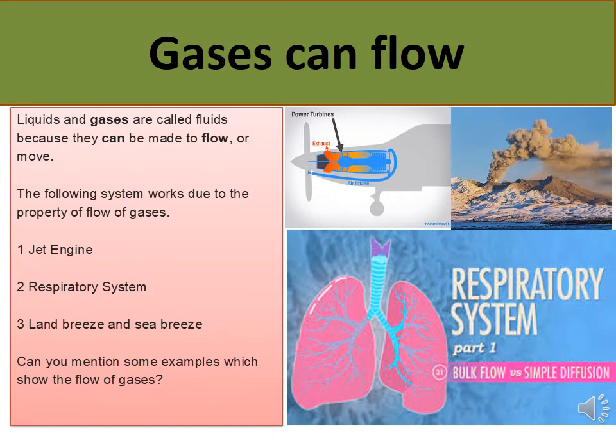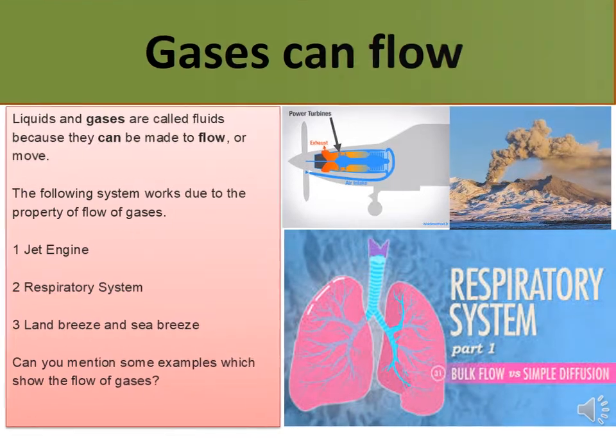Liquids and gases are called fluids because they can be made to flow or move. The following systems work due to the property of flow of gases: jet engine, respiratory system, land breeze and sea breeze. Can you mention some examples which show the flow of gases?